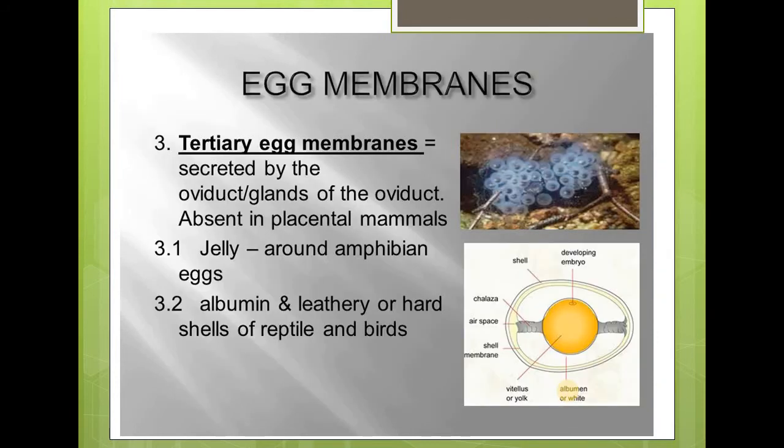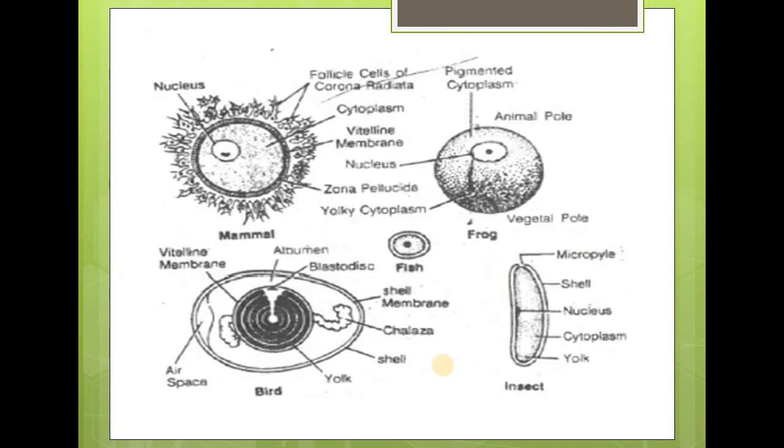The tertiary egg membranes. These are secreted by the oviduct or the glands of the oviduct, which is absent in placental mammals. So you can see the tertiary egg membranes that is found around the amphibian egg, and another type of tertiary egg membrane is albumin and leathery or hard shells of the reptiles and the birds, which helps in the protection. So these are the primary egg membrane, the secondary egg membrane, and tertiary egg membrane.